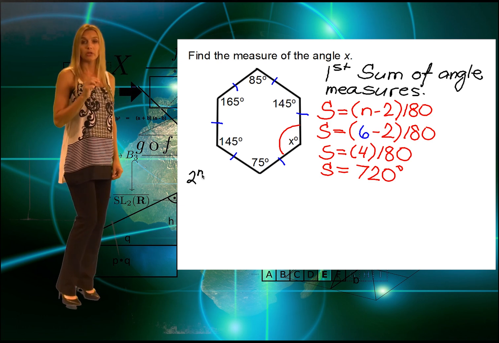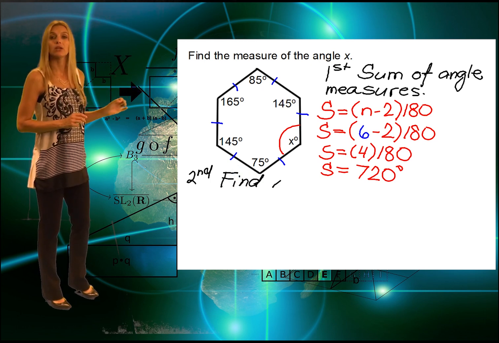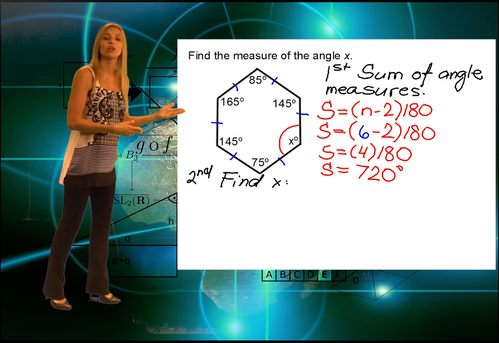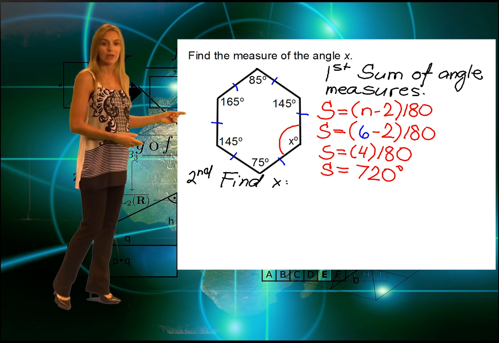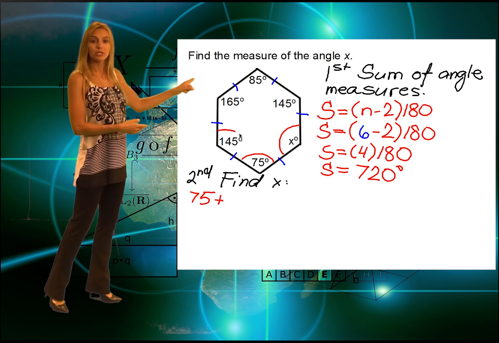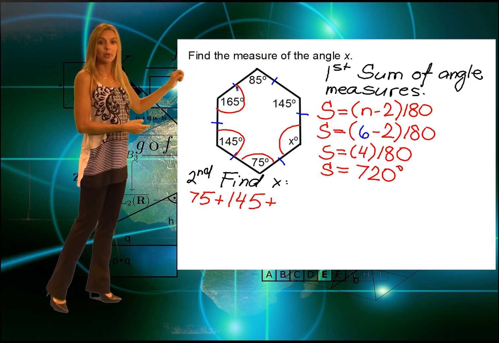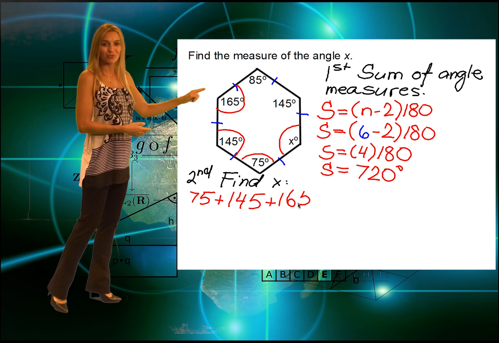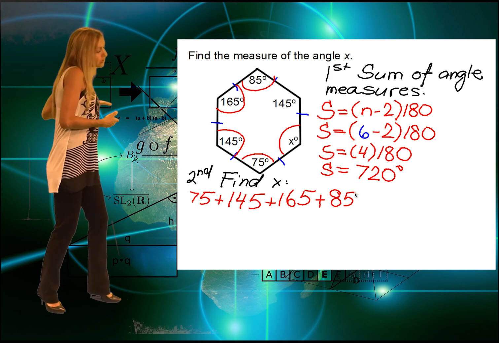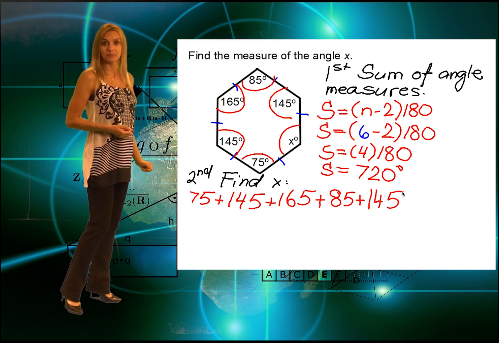So now we're going to go to step 2, find x. Let's add all these angles up, including our unknown x, and we will make it equal to 720 degrees. So we have 75 plus 145 plus 165 plus 85 plus 145 plus my unknown angle x, right? All these angles, if I add them up, I'm supposed to get 720 degrees.